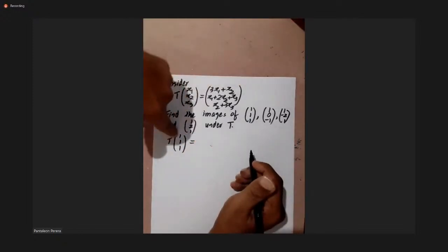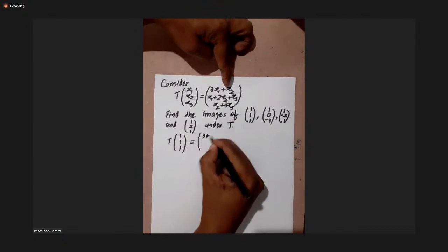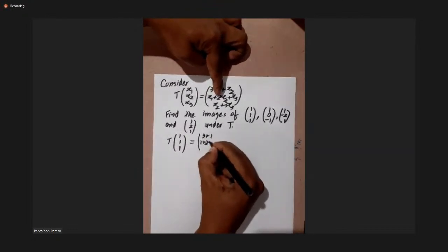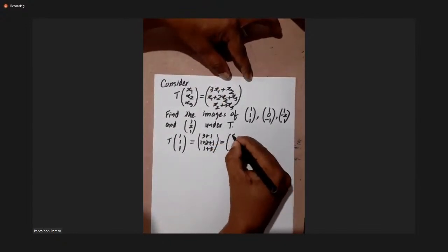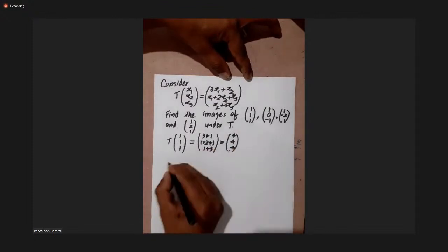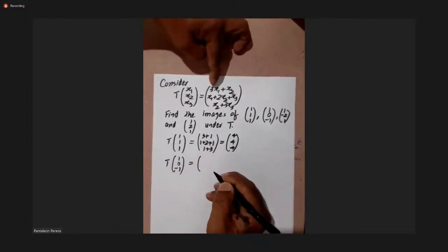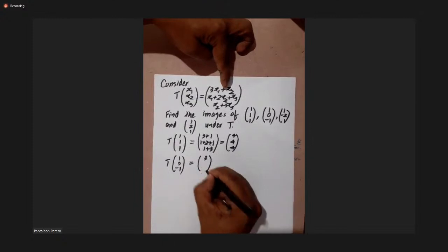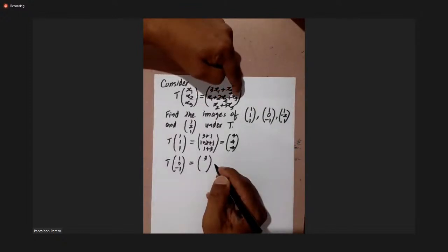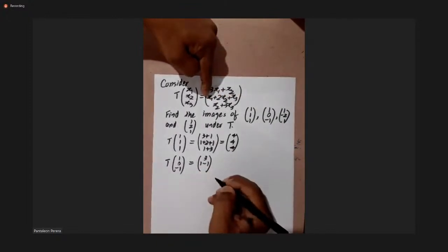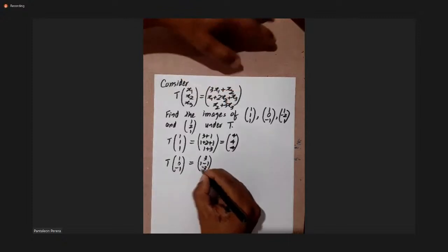What is this? X1 is 1, X2 is 1, X3 is 1. What is this? 3 plus 1. Here 1 plus 2 plus 1, because all the variables are equal to 1, right? Here 1 plus 3. So 4, 4, 4. Now we'll find this one. X1 is 1, X2 is 0, X3 is -1. So it is 3. X3 is 0, you don't have to write it. This is -1, so -3.